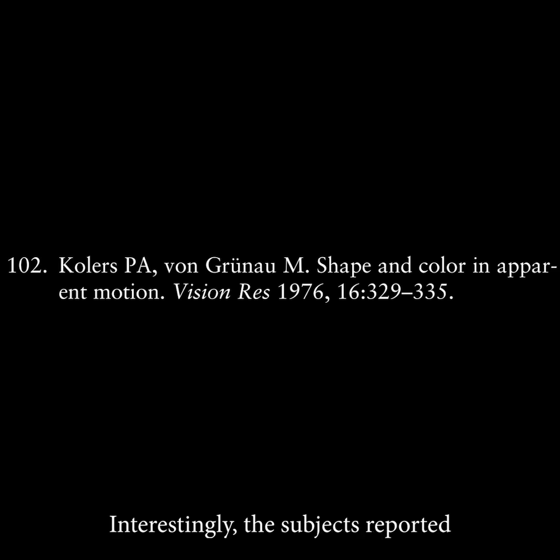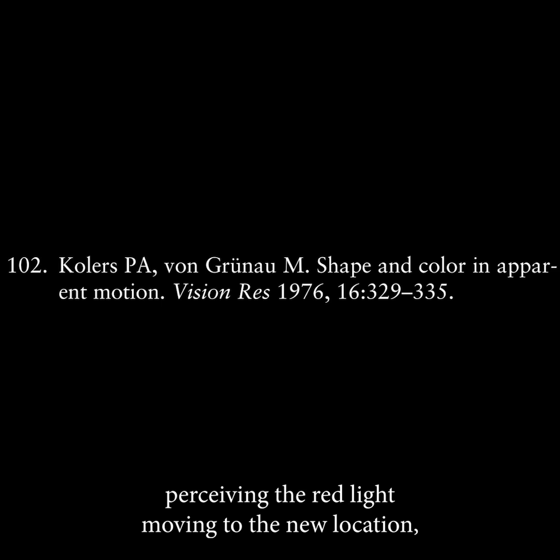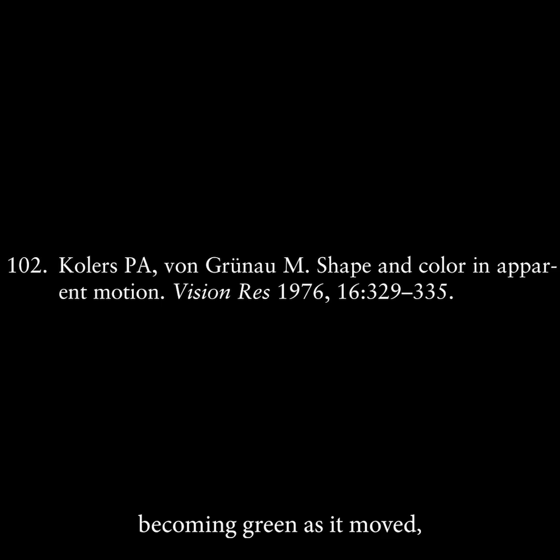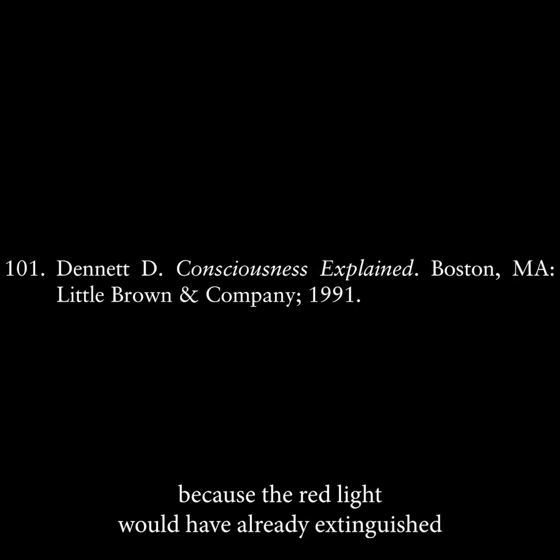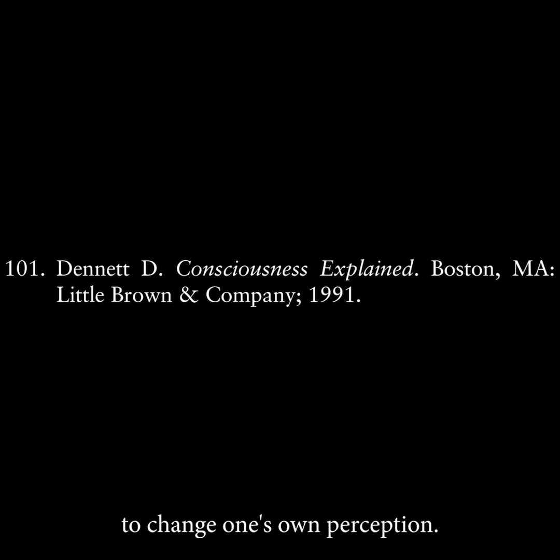Interestingly, the subjects reported perceiving the red light moving to the new location, becoming green as it moved, even though no actual movement happened. This perception seems impossible because the red light would have already extinguished before the brain could start sensing the green light. So any mental perception of the red light moving to the new location would have to be a retrospective mental edit, a looking backwards in time to change one's own perception.